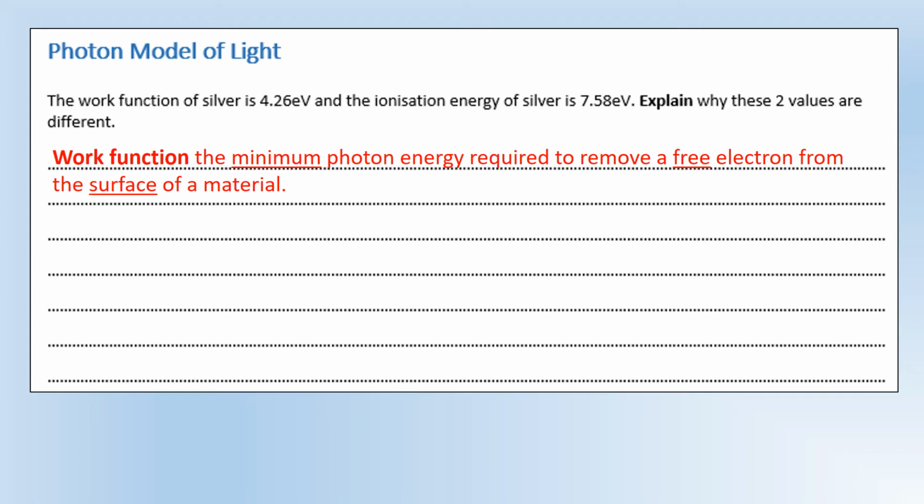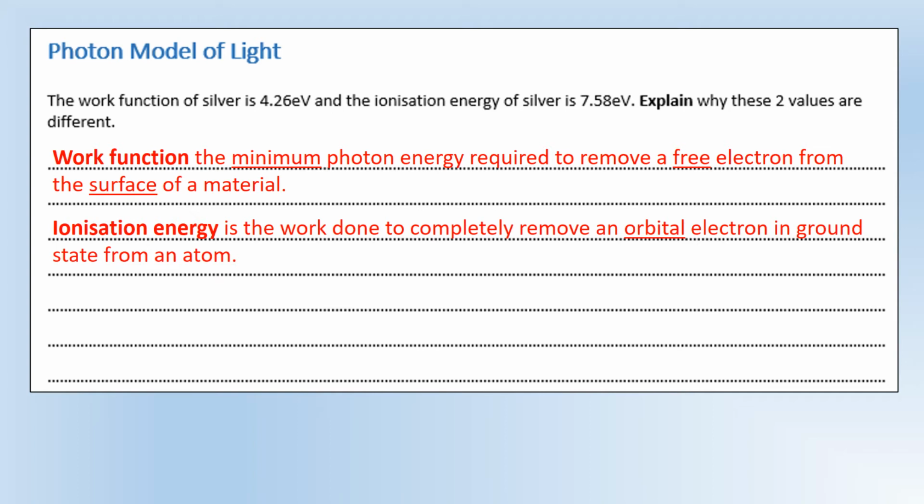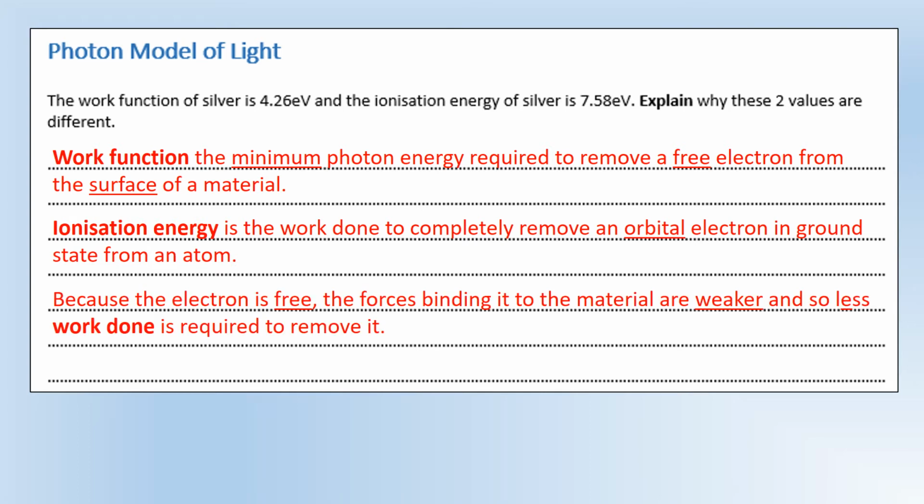Work function is the minimum photon energy required to remove a free electron from the surface of a material. Ionization energy is slightly different. It's the work done to remove an orbital electron in ground state from an atom. So because you're removing 2 different types of electron, they're going to take 2 different amounts of energy. And the reason work function is less than the ionization energy is that the electron is free, so the forces binding it to the material are weaker, so less work is required to remove it.